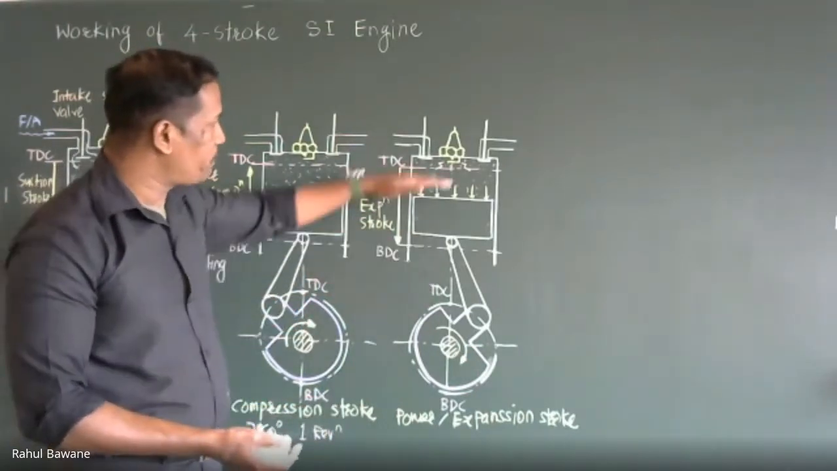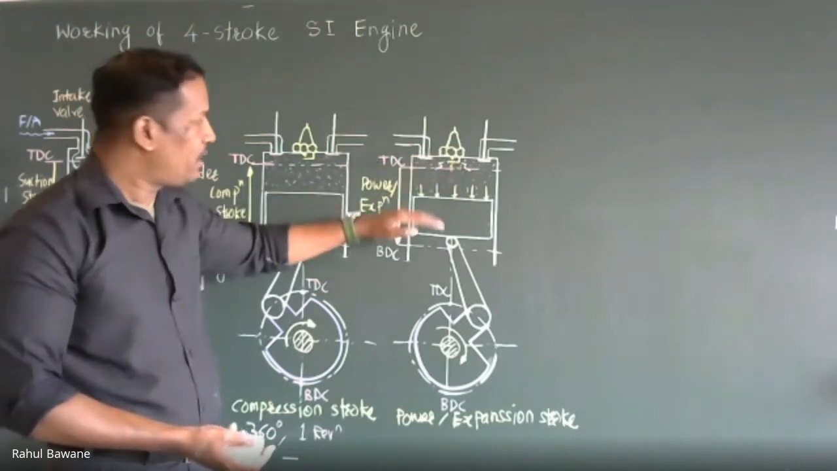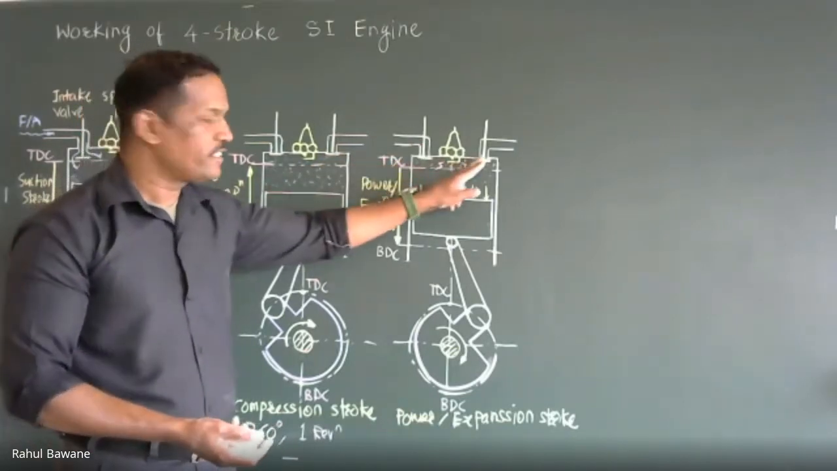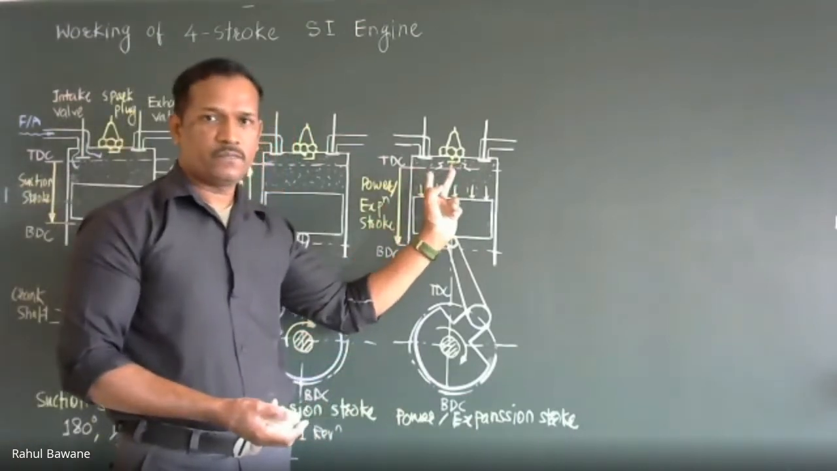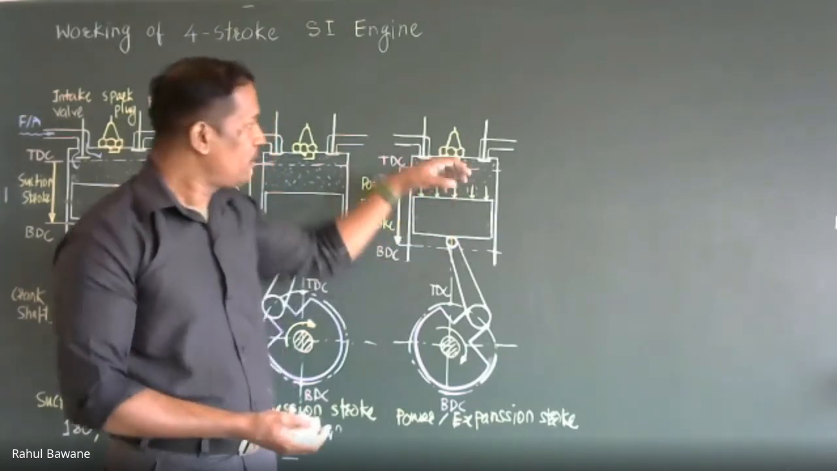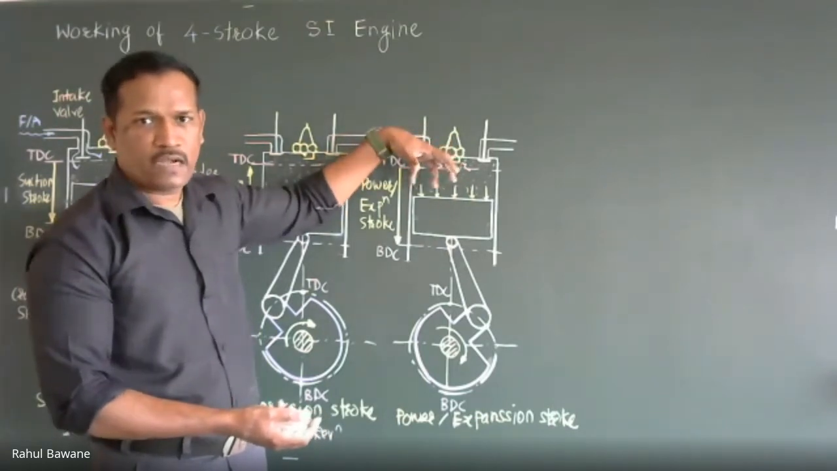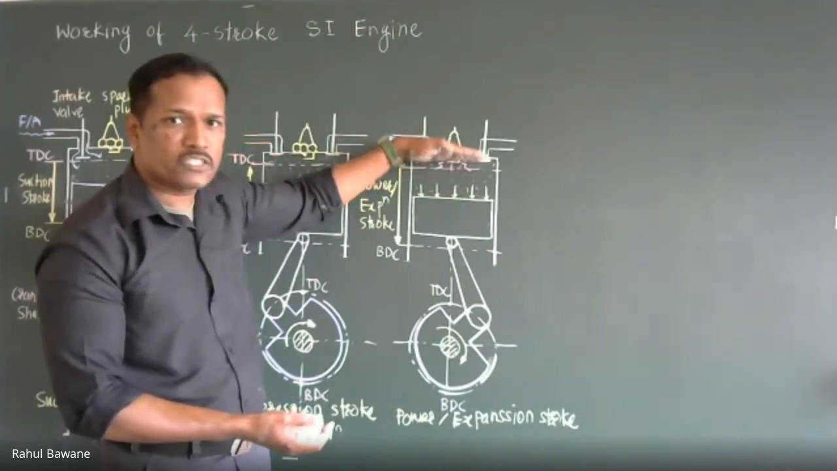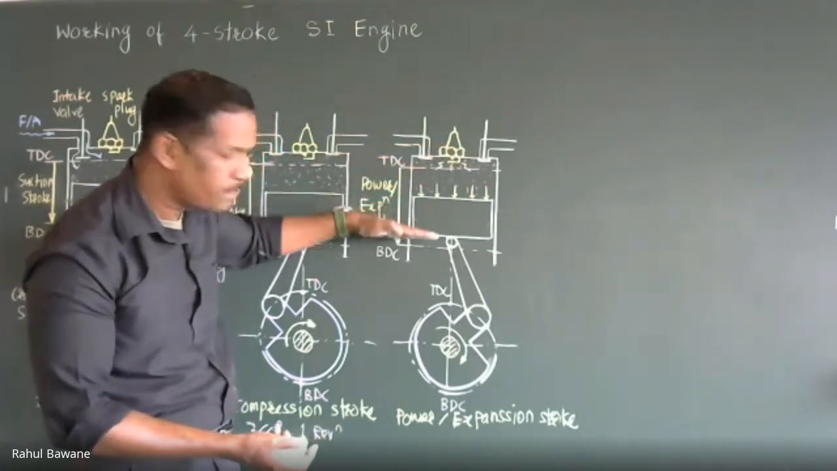At the end of compression stroke, all charge gets compressed to very high pressure and high temperature, and piston is at TDC. At this time, intake valve and exhaust valve are closed and spark is active. Due to production of this spark with the help of spark plug, this high pressure, high temperature compressed charge gets burned, and burning gases try to expand, and that expansion force is applied on piston, pushing piston from TDC to BDC.